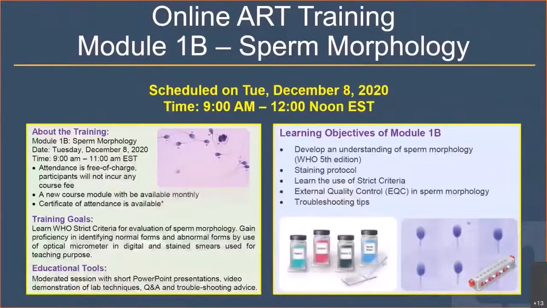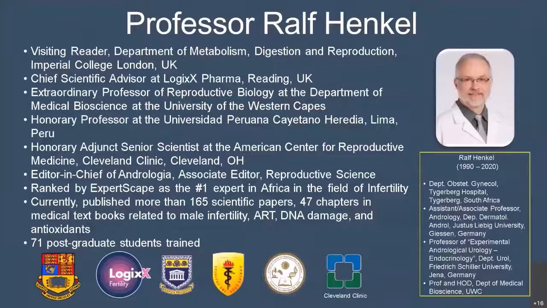So let's talk very briefly. The learning objectives of today's module is to develop an understanding of sperm morphology by WHO 5th edition, understand the staining protocol used in the laboratory, learn the use of strict criteria classification, understand the external quality control in sperm morphology, learn about, and there are many troubleshooting tips that we are going to.